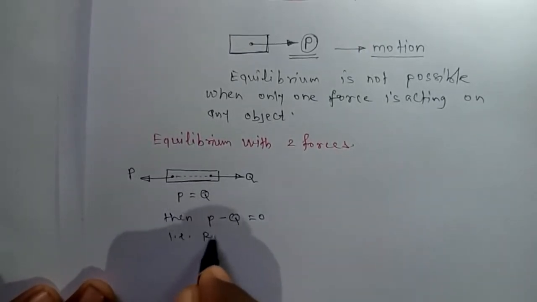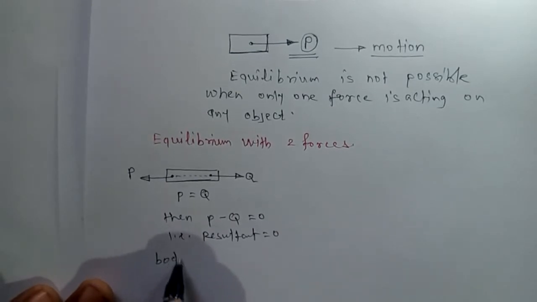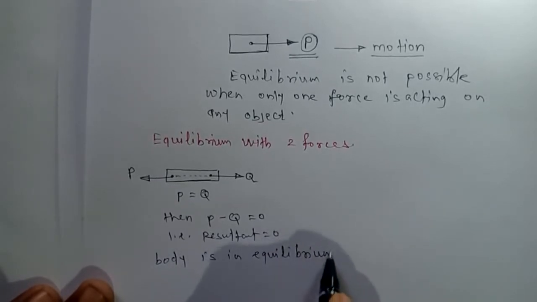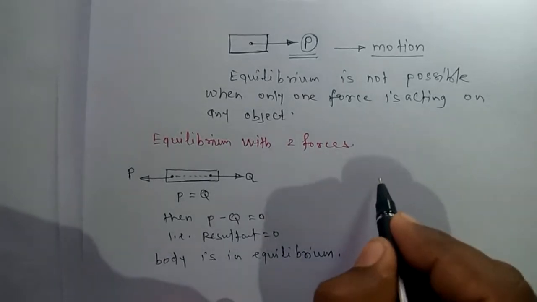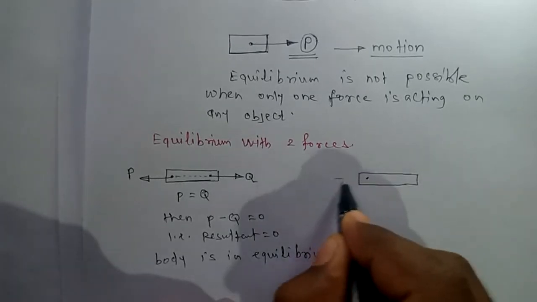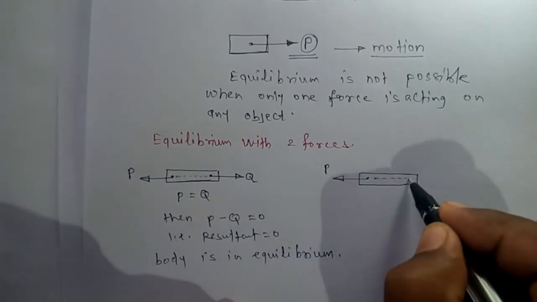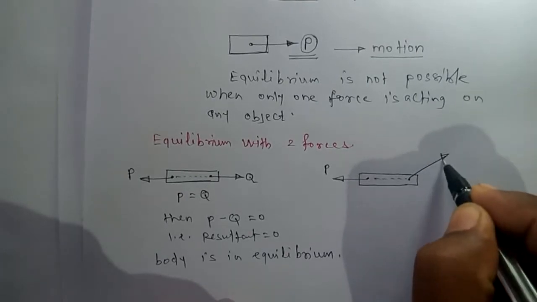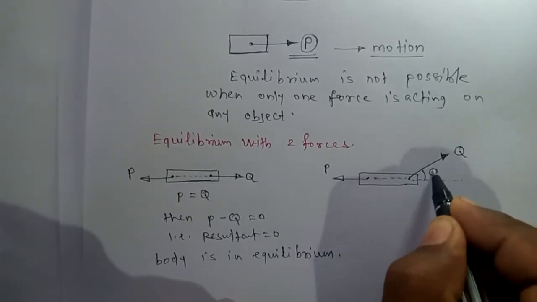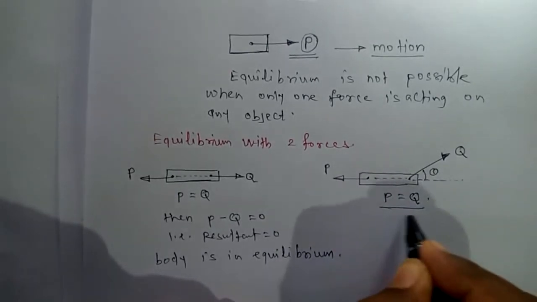That is, the resultant becomes 0, and so the body is in equilibrium. Let us consider one more example of same nature. We are having one object in which force P is acting towards left, while one more force is acting at another point, that is Q. But now Q is not horizontal. Instead of that, Q is making an angle theta with horizontal. So in this case also P is equal to Q. It is given that P is equal to Q.